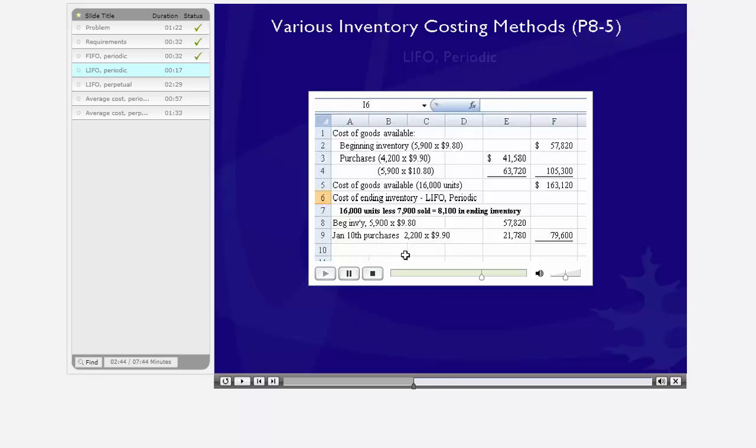5,900 of beginning inventory from the 8,100 of total units, and that's how many of the January 10th purchase is still on hand. Alright, so we take 2,200 units times 990, that gives us $21,780. Add that together, we come up with the answer to how much was inventory using LIFO periodic, and then if we subtract ending inventory from cost of goods available, we're able to compute what was the cost of goods sold using LIFO periodic, and that's $83,520.